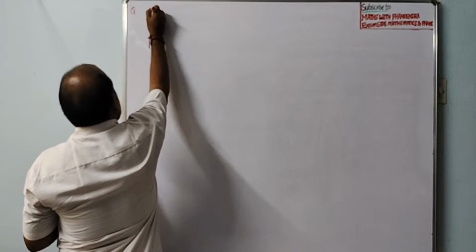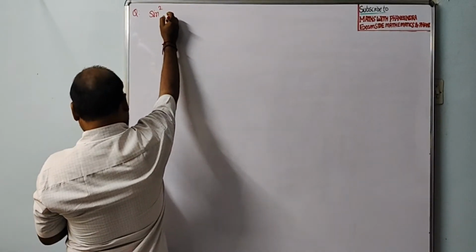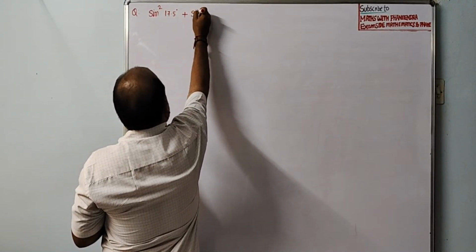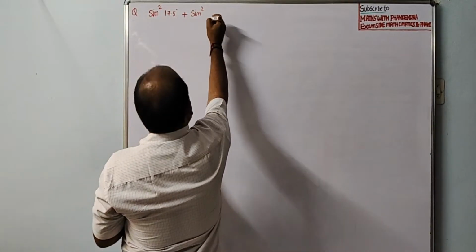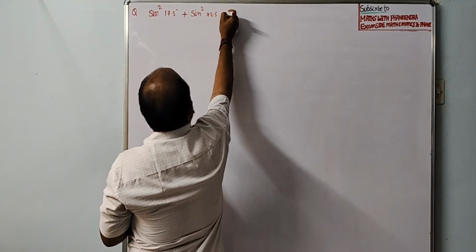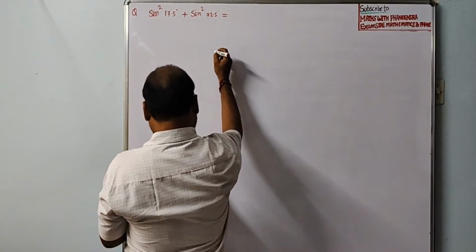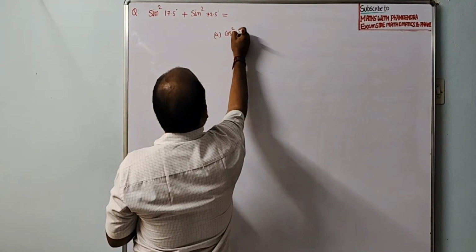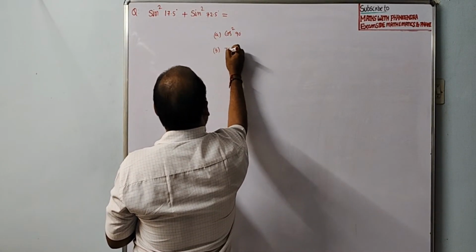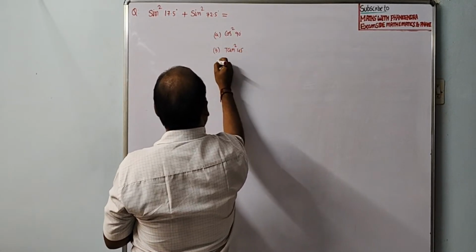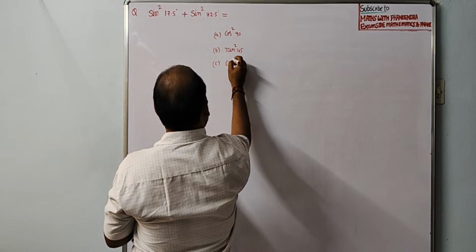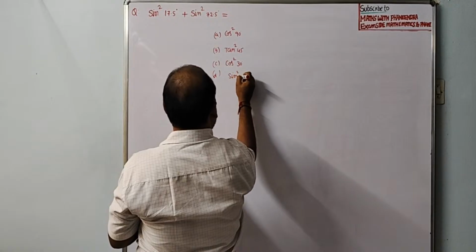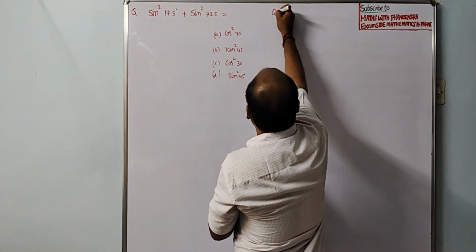The next question is sin square 17.5 degrees plus sin square 72.5 degrees is equal to. So options are given: cos square 90, tan square 45, cos square 30, sin square 45.